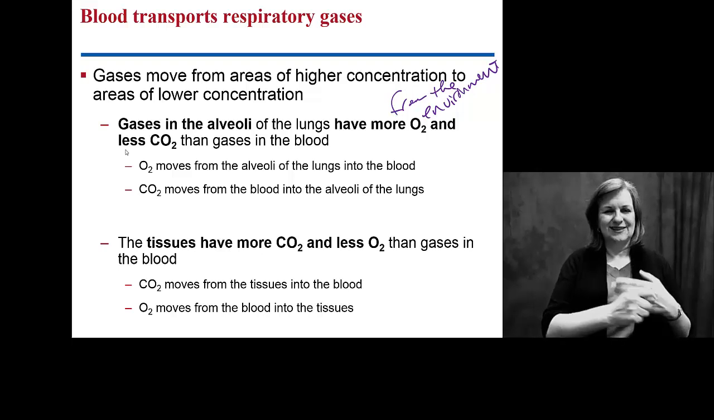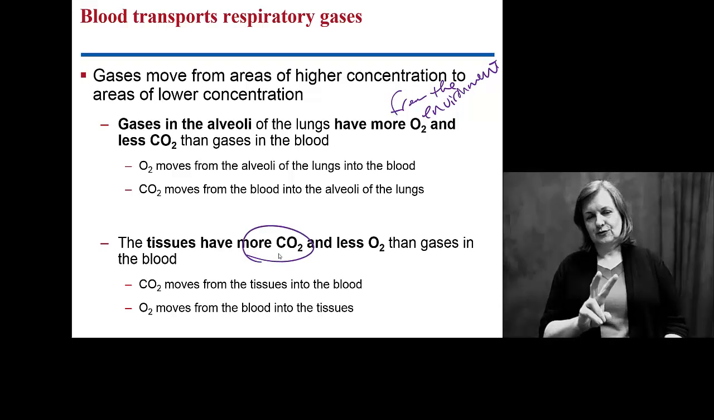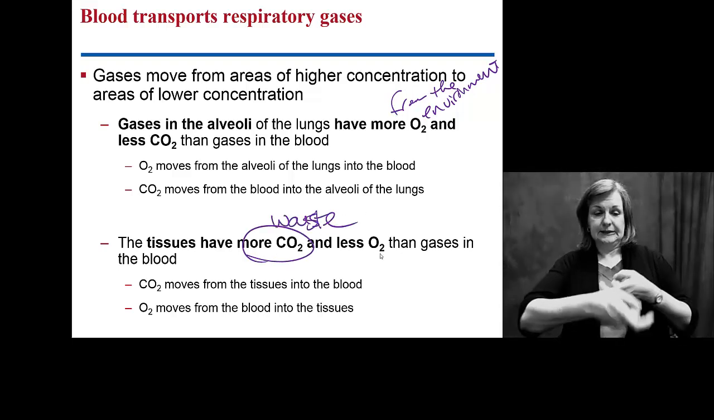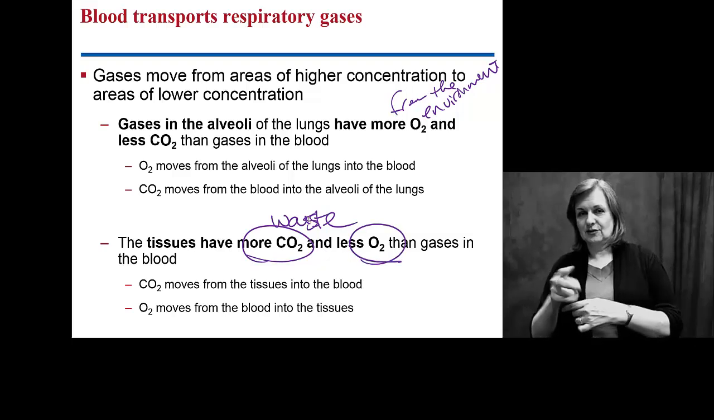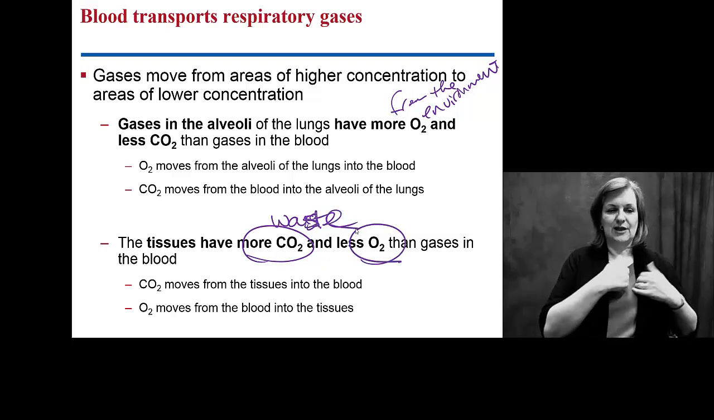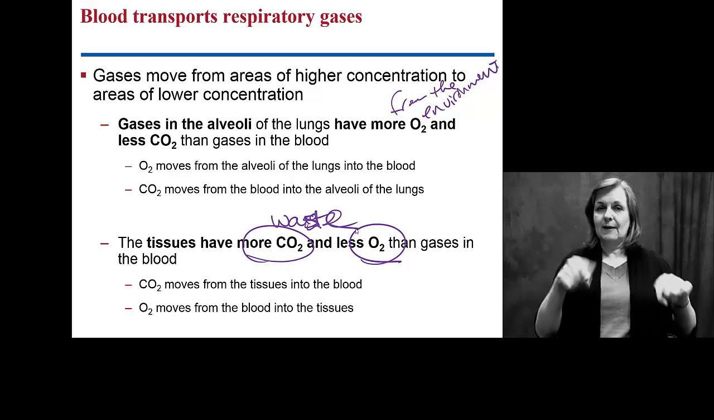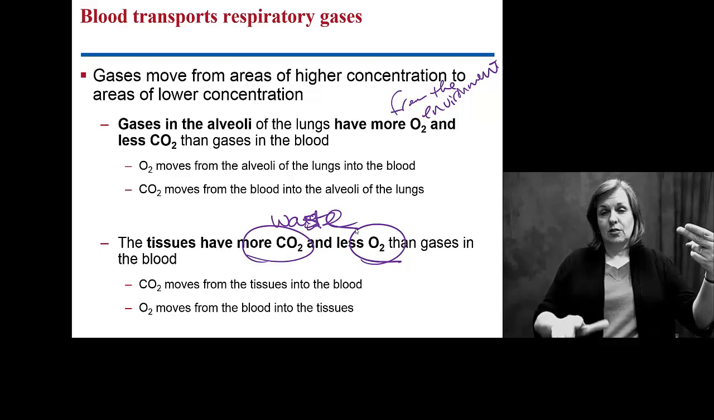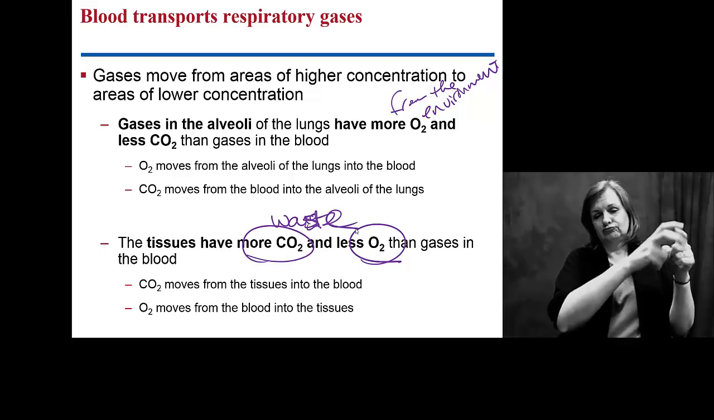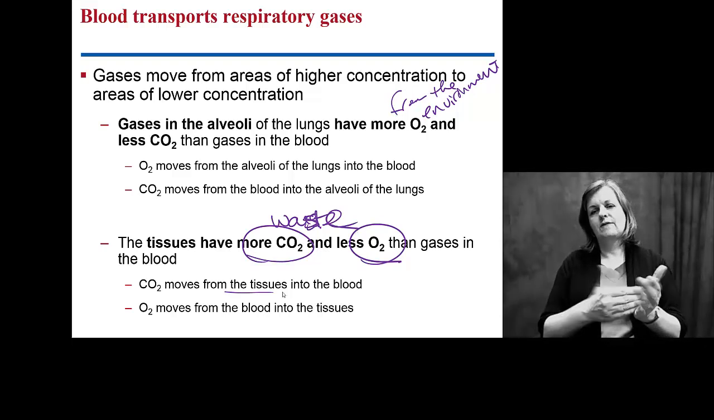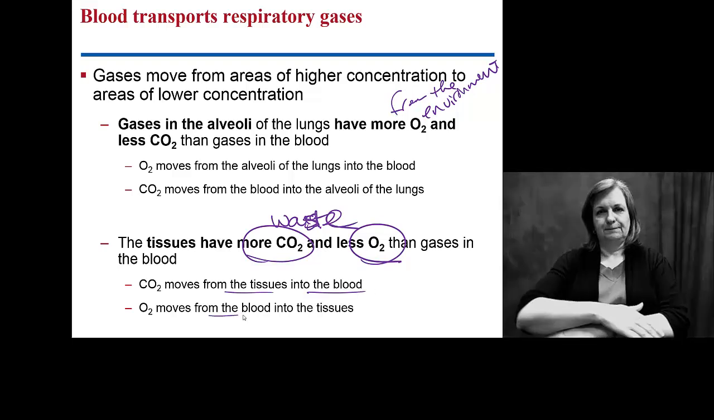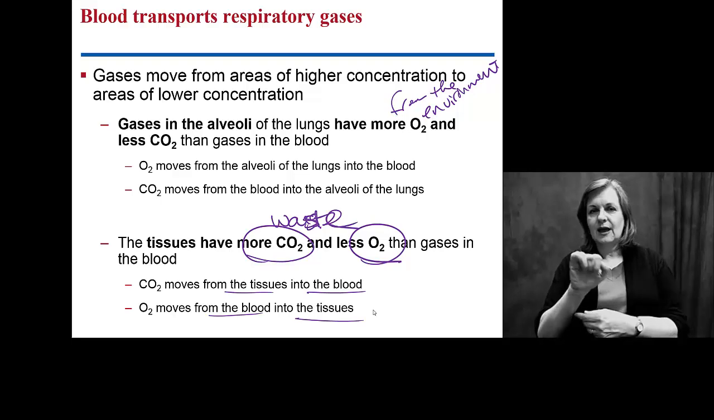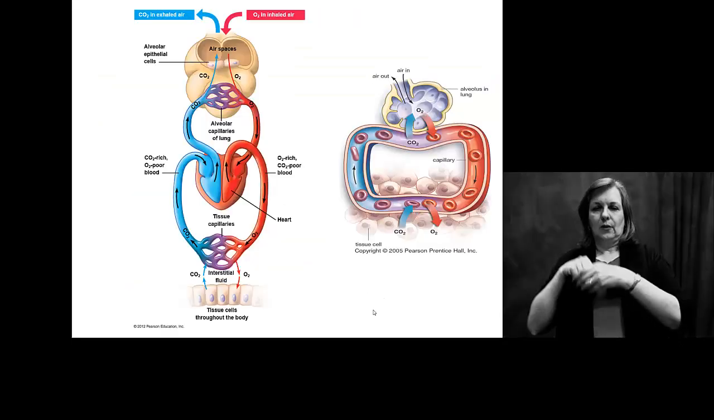At the tissue level, the tissues have more carbon dioxide. Remember, this is waste. Then they have oxygen. So if they've got good exchange with the blood, if the blood is full of oxygen, it means that the blood is going to exchange that carbon dioxide and oxygen at the tissue level. So we'll move carbon dioxide from the tissues to the blood and oxygen from the blood to the tissues. Rinse, repeat. We do this over and over and over again all day long, right?